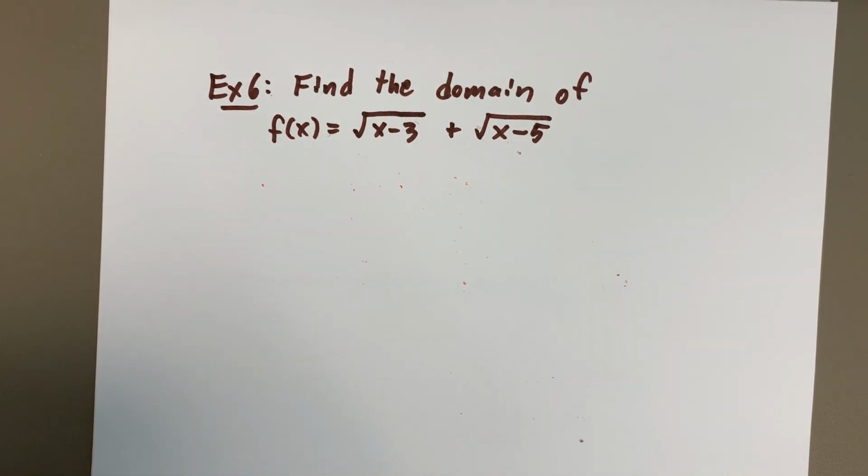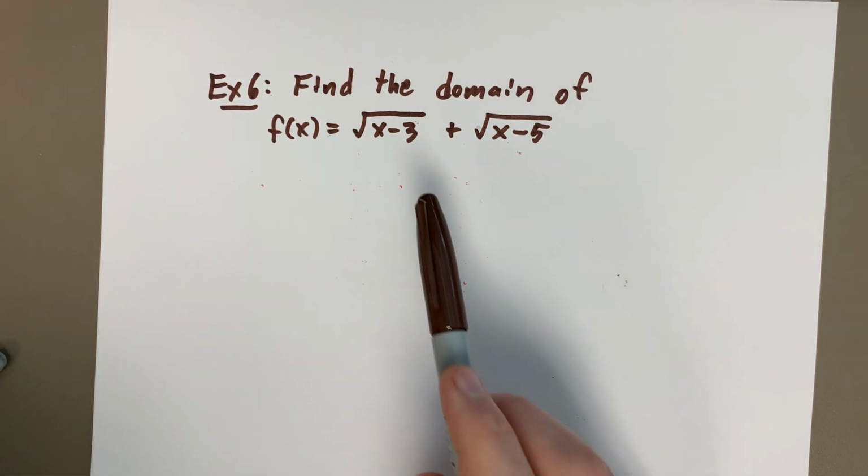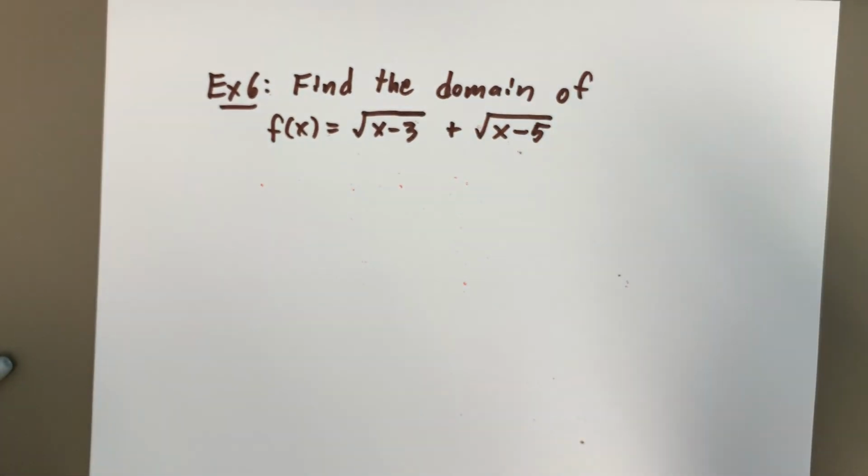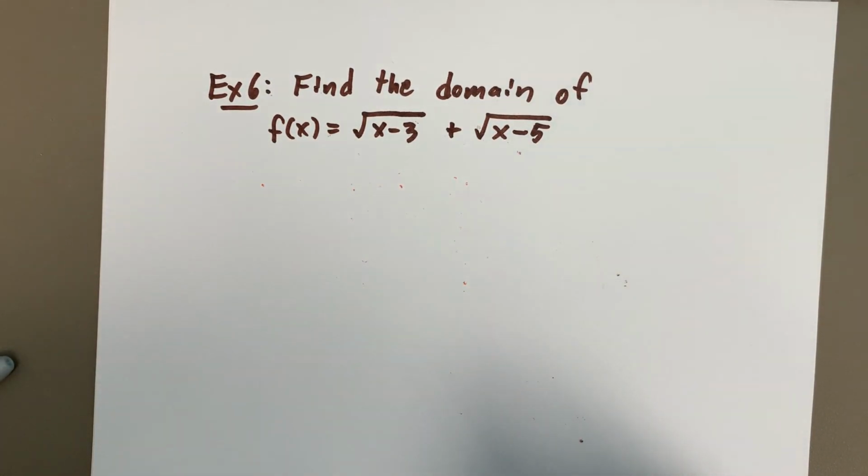All right, so now we're moving on to even harder examples. We're going to try to find the domain of this function that has two radicals involved. So in this case, we're looking at the square root of x minus 3 plus the square root of x minus 5. All right, so how do we handle this?